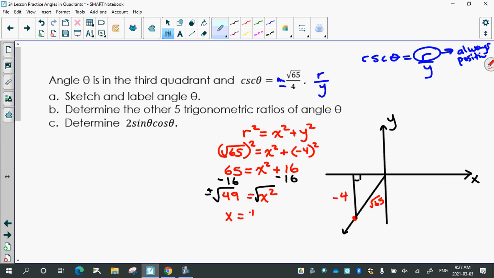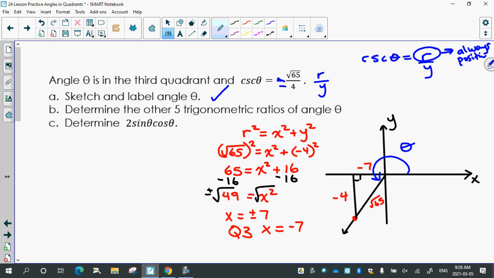And then you have to go with the quadrant. So for quadrant 3, it makes sense that x would be negative 7. Negative 7, good. And then we put theta on. Starting at the positive x-axis, around to the terminal arm, that's our angle that we're talking about. So between 180 and 270. Okay, so that is sketch and label angle theta.